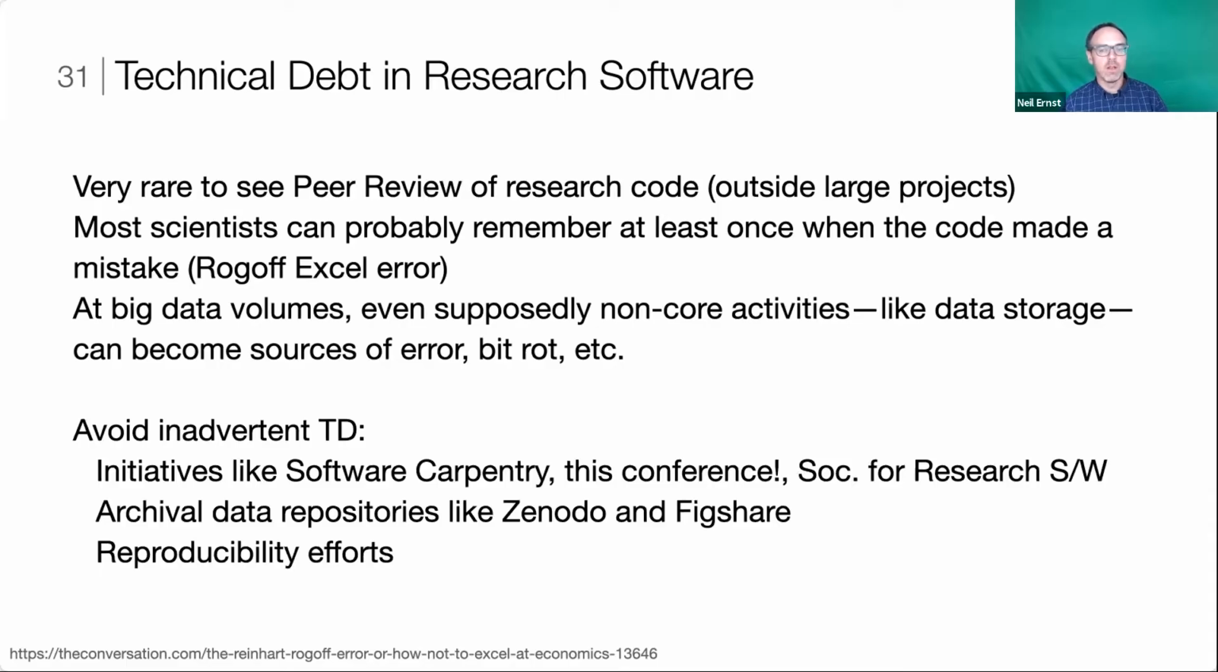I think the ways to avoid inadvertent technical debt are things like this conference, talking to other people who have similar problems, the Society for Research Software Engineering in the UK, initiatives like Software Carpentry to upskill the scientists who are being trained today, archival repositories to share data and code with other folks, Papers with Code being a good example for machine learning, and then finally reproducibility efforts. If we emphasize that we need to be able to look at the code that inspired these results, that will make all of our scientific contributions that much stronger.